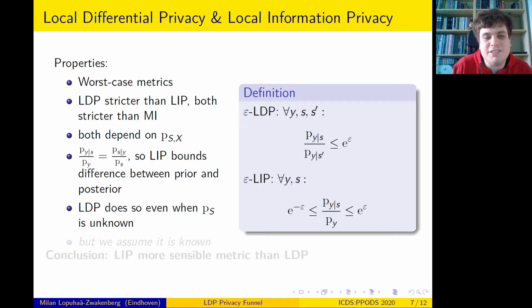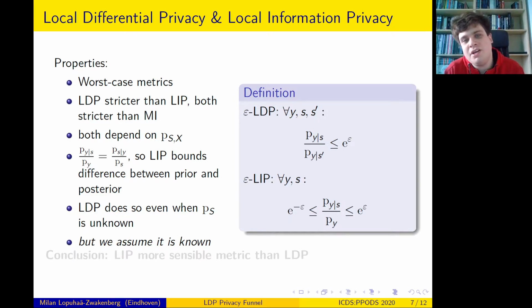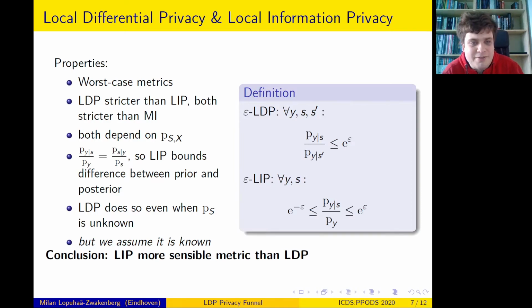It gives the same guarantee, a bound between the prior and the posterior, but it gives it even when the probability distribution on S is unknown. That is nice to have as an additional guarantee, but it's not really relevant for the situation we're in, because we assumed already that the aggregator has access to the joint distribution of S and X, and in particular to the distribution of S. So in that case, we would rather use LIP than LDP, because LDP might give stronger privacy, but it is stronger in the sense that it's not relevant.